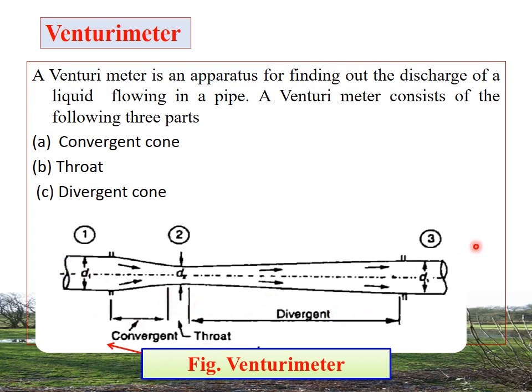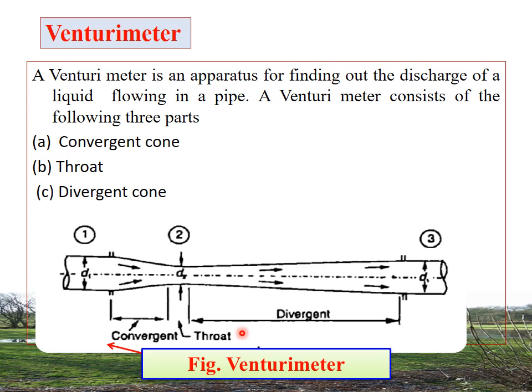There is a Venturi meter fitted in a horizontal pipe, through which a fluid is flowing, as shown in the figure. And as shown in the figure, a Venturi meter consists of basically three parts: the convergent cone, the throat, and the diverging cone.